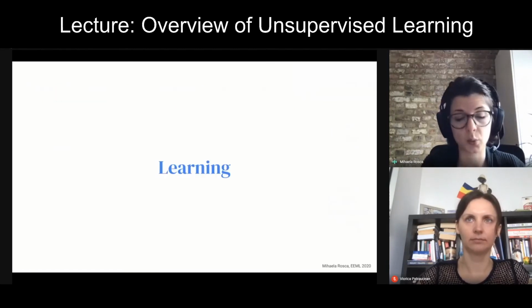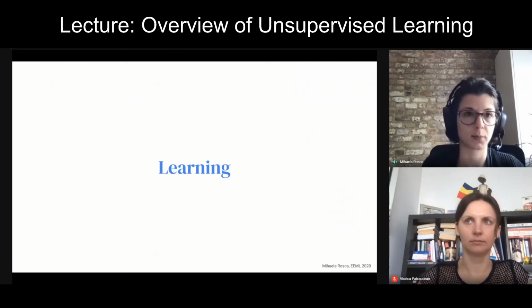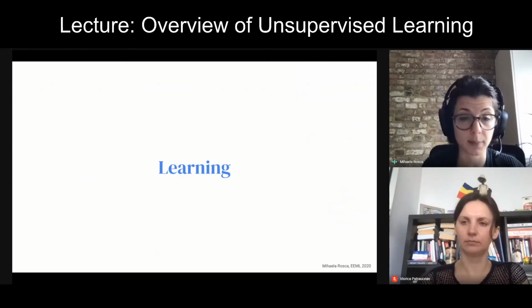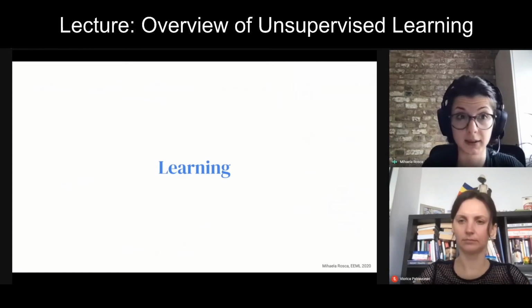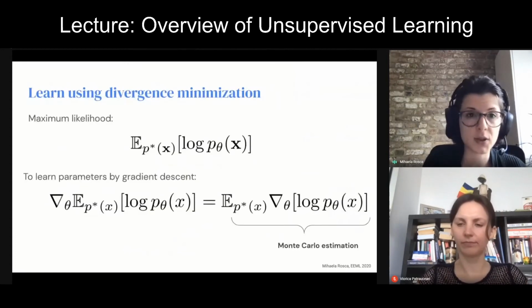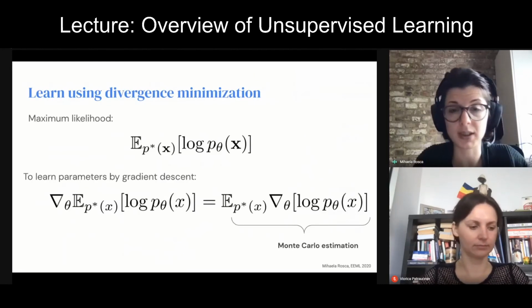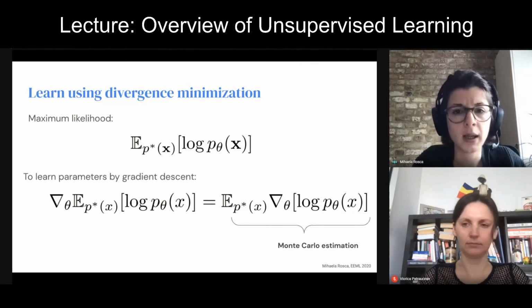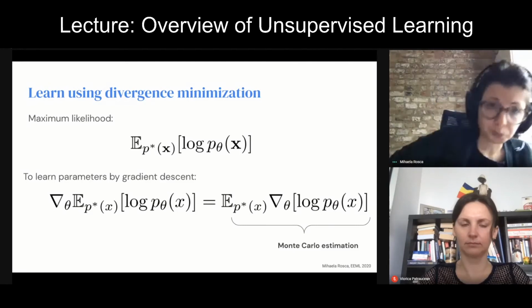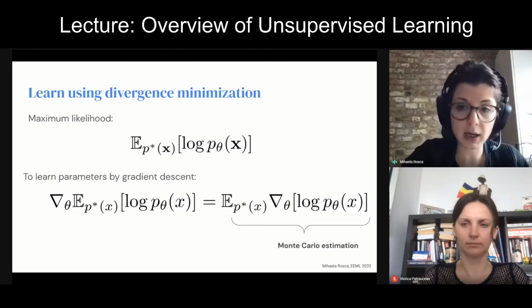Okay, so we've talked about choices of objectives. We've talked about choices of models. We haven't talked yet about how to combine them or how to learn these models. So we often want to learn using gradient descent. Gradient descent is great. It allows us to do backprop and neural models. But often we kind of sweep under the rug that what we're doing is Monte Carlo estimation of the gradient.